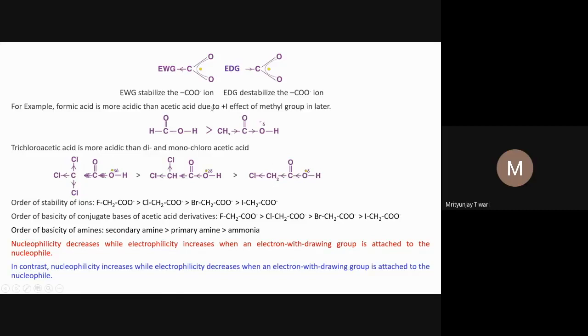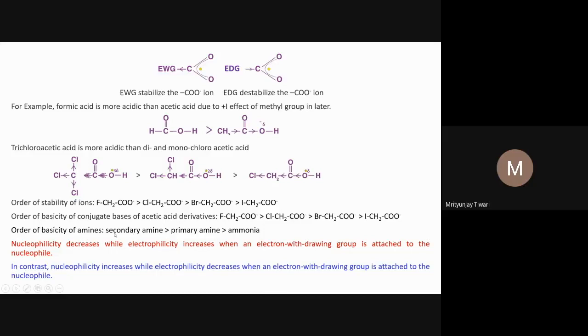You just have to imagine this electron-withdrawing group, which is the CCl3 group here, the CHCl2 group in this case, and the CH2Cl group in this case. As the electron-withdrawing groups increase, the stability of the conjugate base will increase, and so the acidity will increase in this direction. So this is the strongest acid compared to this one.